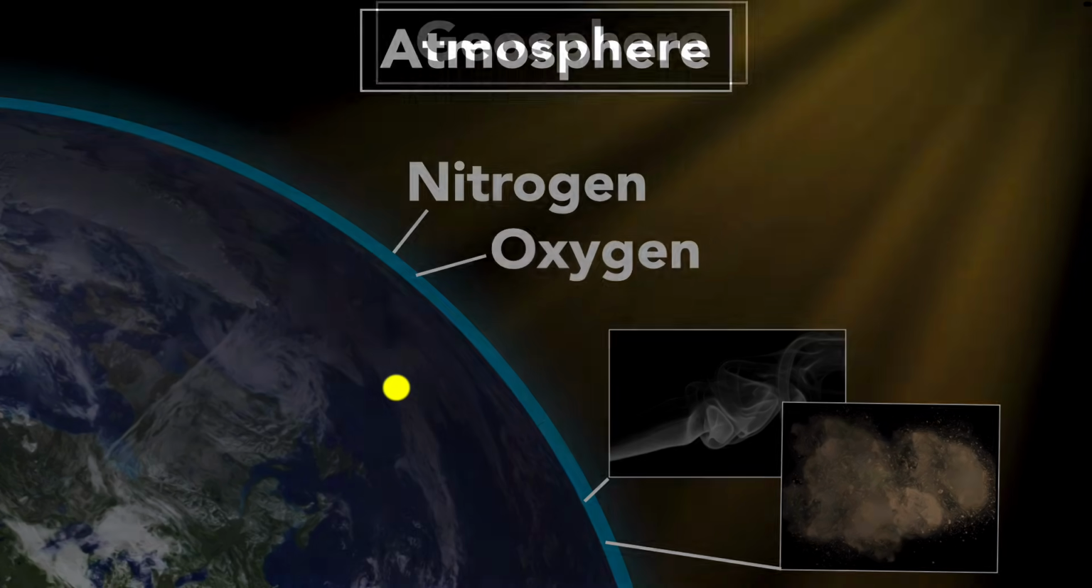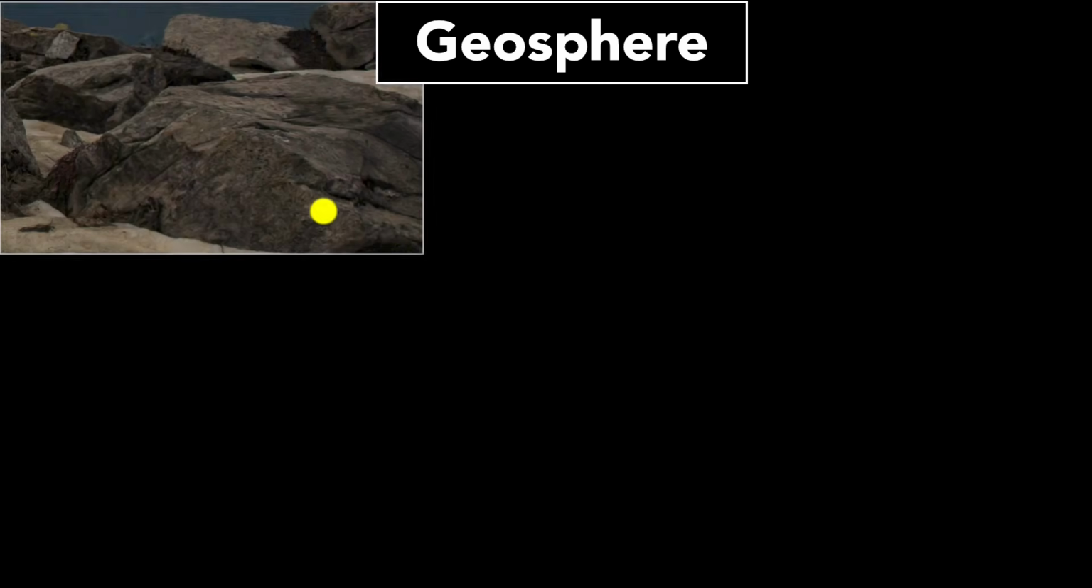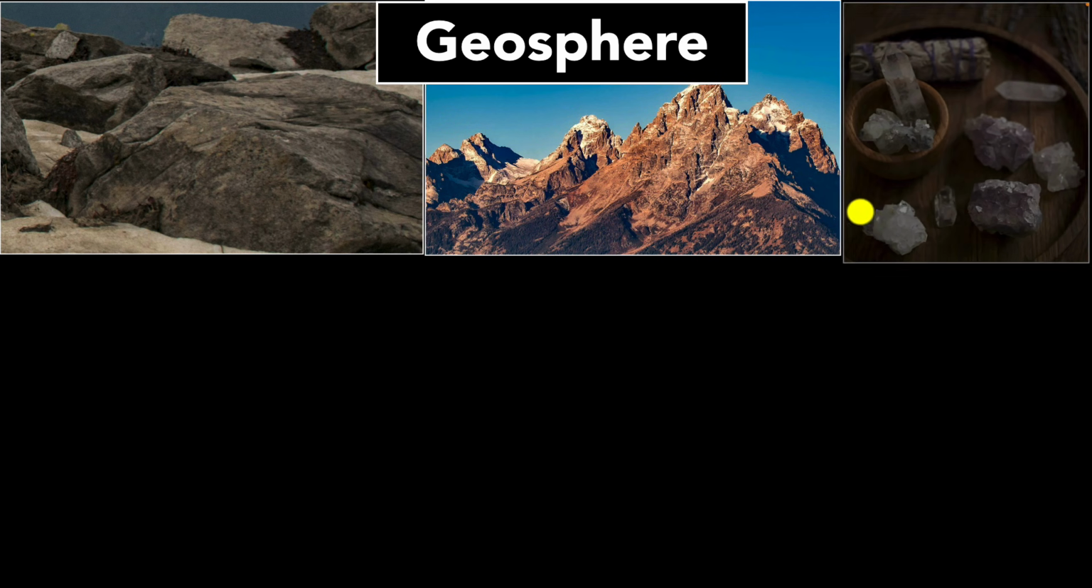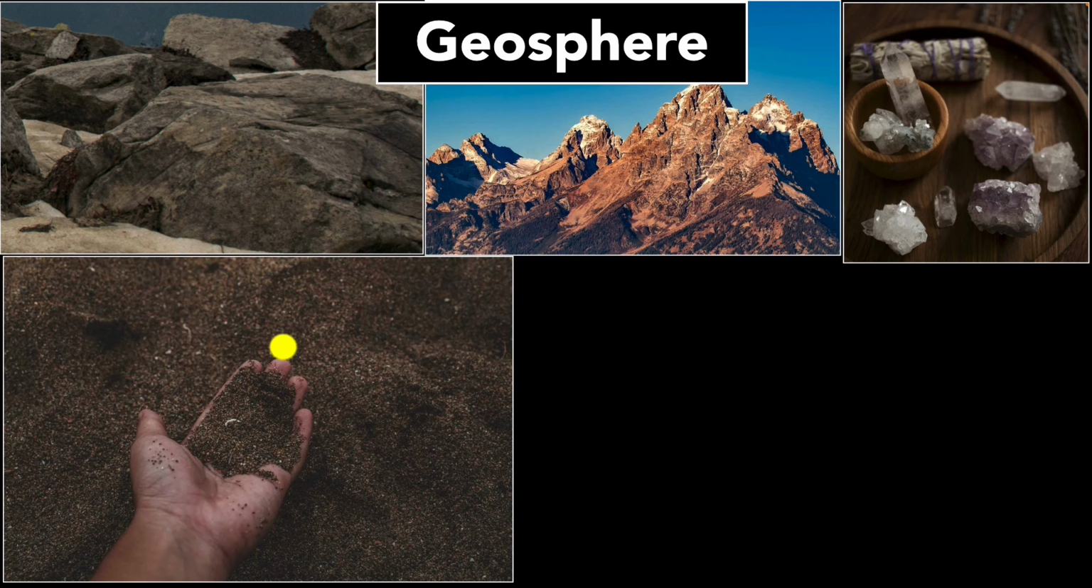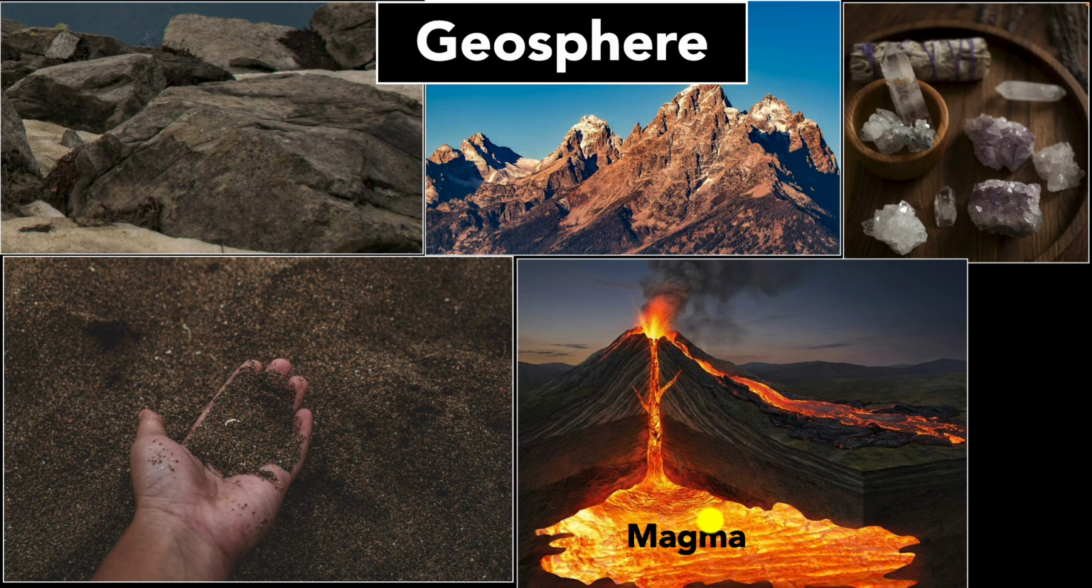All right, next up, the geosphere. The geosphere includes all the solid parts of the Earth. We're talking about rocks and mountains and minerals and soil and even the layers deep inside our planet, like magma, the molten rock beneath Earth's surface. And when this molten rock reaches the surface, it's called lava. This is also part of our geosphere.